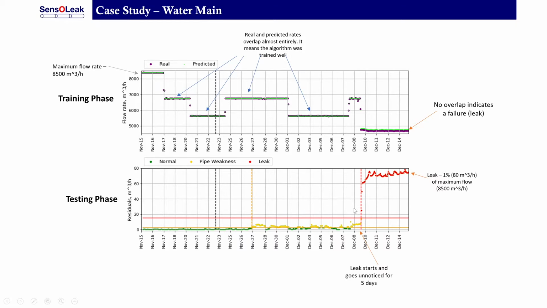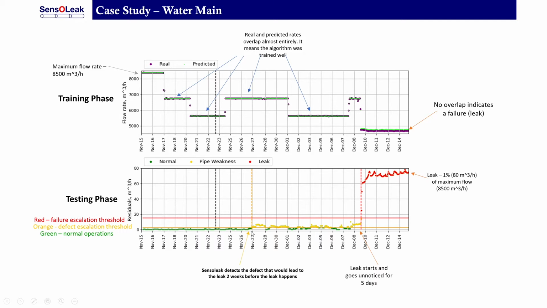Not only did Sensoleak identify the leak the second it happened, but also we see some trending that occurred before the critical failure. Everything below the yellow threshold represents the norm. Everything above the yellow threshold but below the red one represents the escalating defect. And everything above the red threshold is actually the critical failure or a leak.